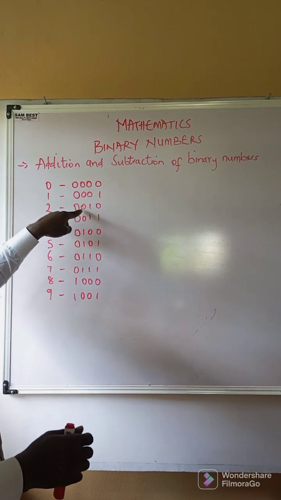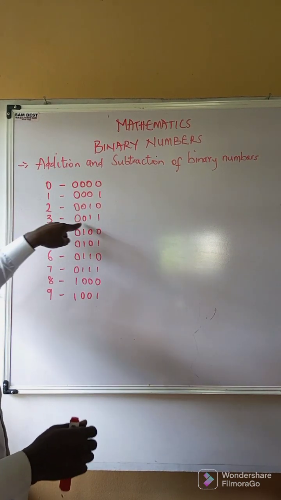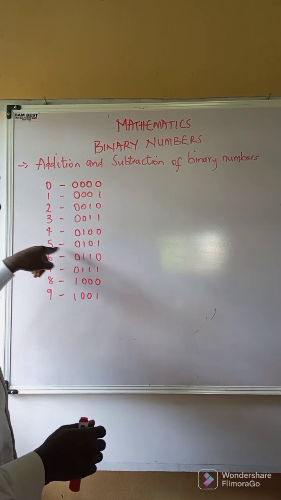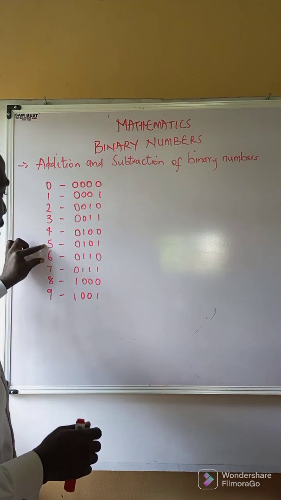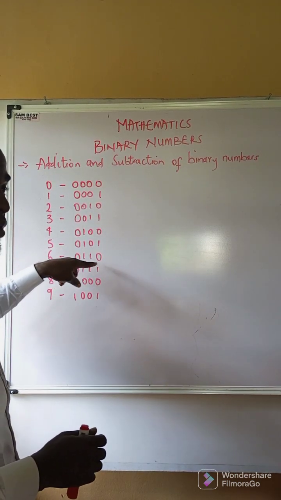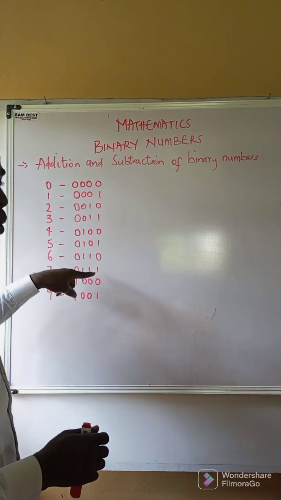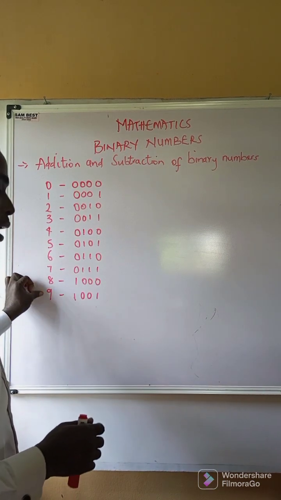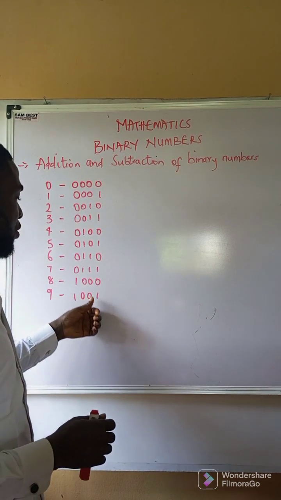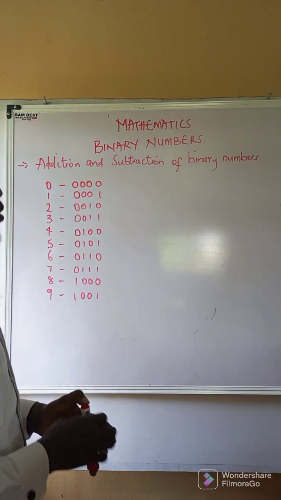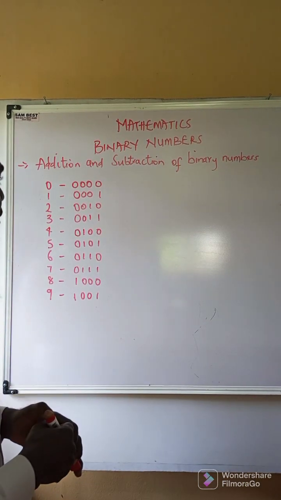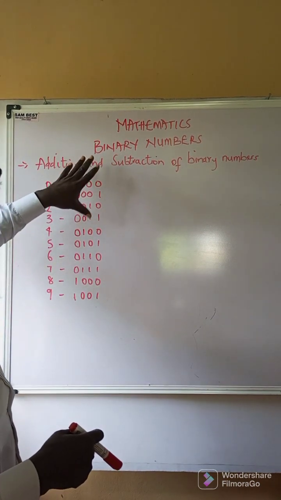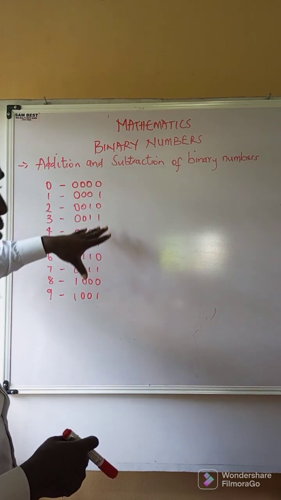For 2, it is 0010. For 3, it is 0011. For 4, you have 0100. For 5, you have 0101. For 6, the binary equivalent is 0110. For 7, you have 0111. For 8, you have 1000. And for 9, you have 1001.